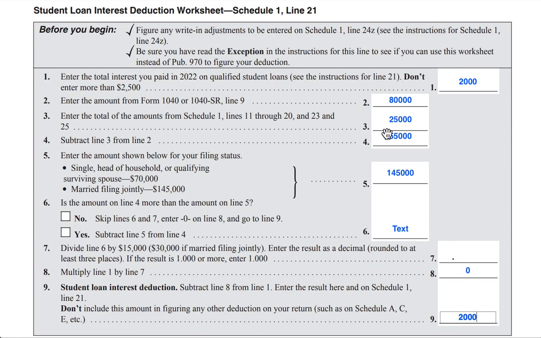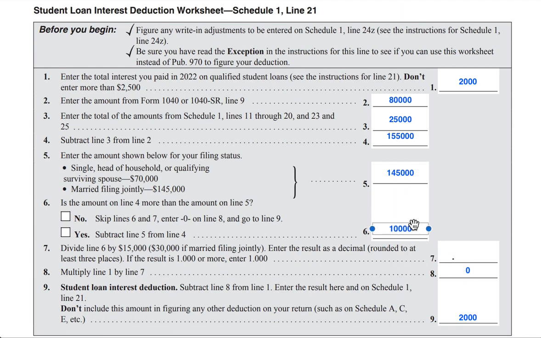Now, for a second, let's just put a 1 in front of that. Now it's $155,000 of income, which is more than the married filing jointly threshold. So now we would have to do some calculation. First, we're going to enter the difference between those two, which is $10,000. And now we're going to divide that $10,000 by, in this case, $30,000 for our married filing jointly couple, and we'll enter that as a decimal.